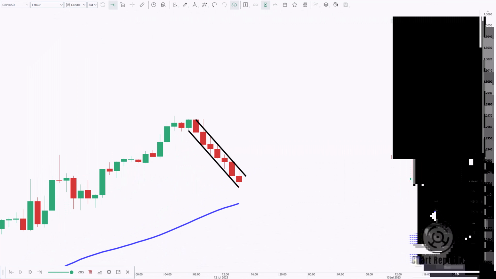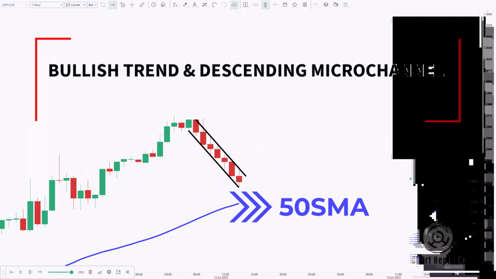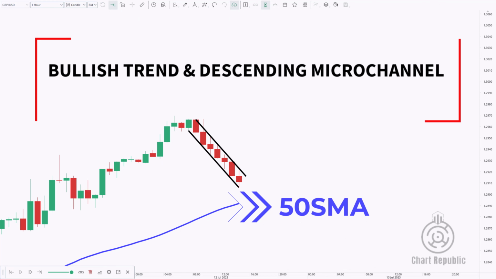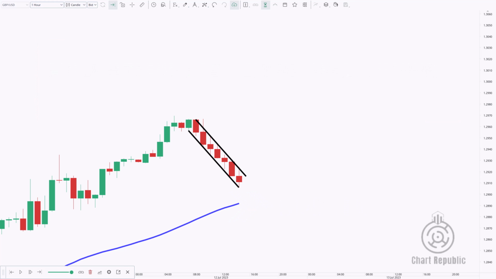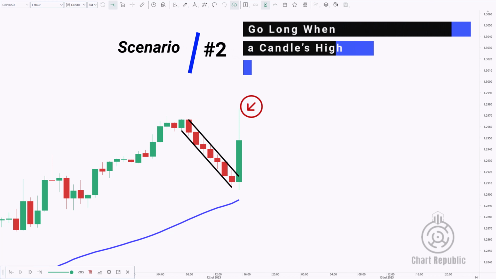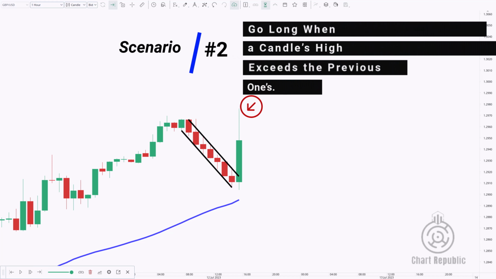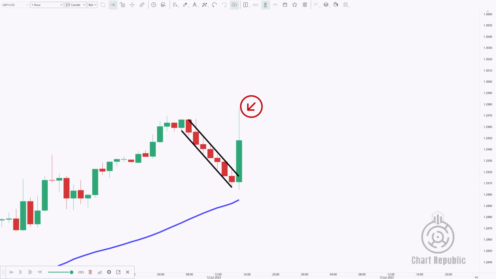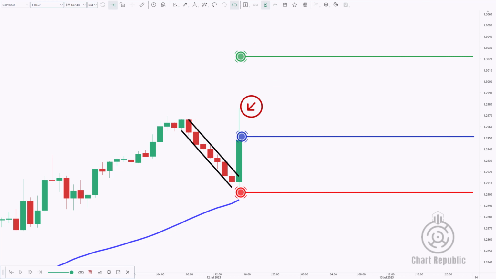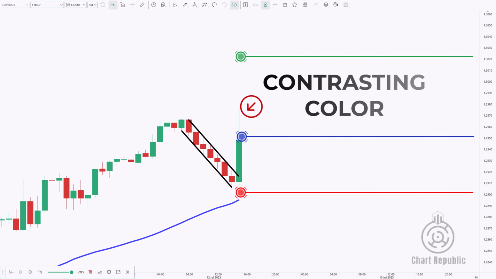In the second scenario, we again find the price comfortably above the 50 SMA, signaling an uptrend. However, this time the slope of the microchannel is downward. In this context, our strategy diverges from the previous one. Here, we aim to initiate a long position when a candle's high surpasses the high of its preceding candle. Remember that the candle that violates the order of the microchannel is better off being of the opposite color, which in this case is green.